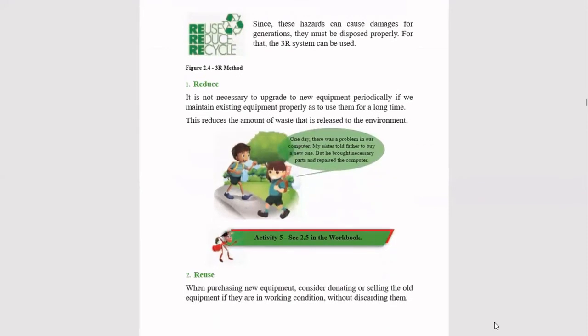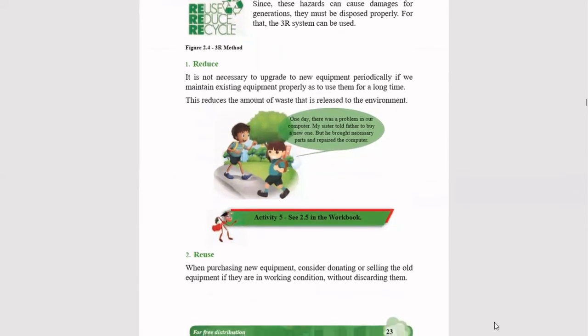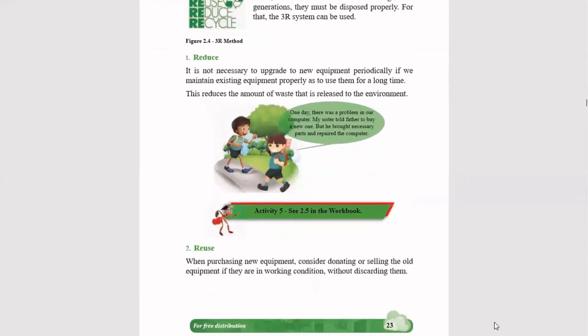So for that, they have introduced something called the 3R system: reduce, reuse, and recycle. Reduce means sometimes if your computer is broken or has a problem, rather than throwing it away and going for new equipment, you can use the existing equipment by, for example, doing a repair or maintenance, and then you start using it. So it will reduce the garbage or the waste you are throwing at the environment.